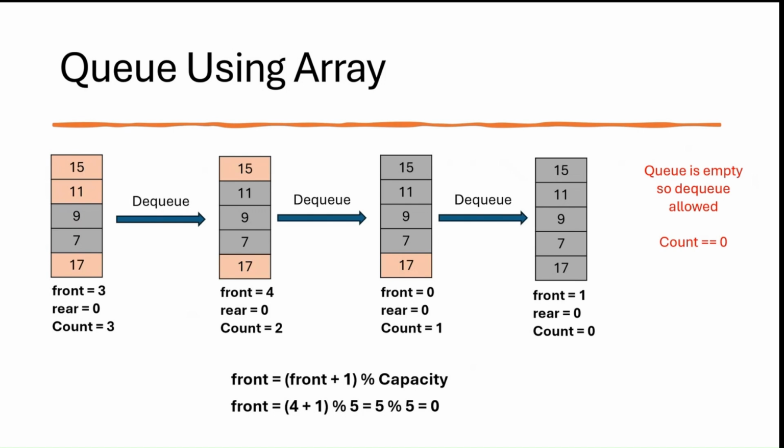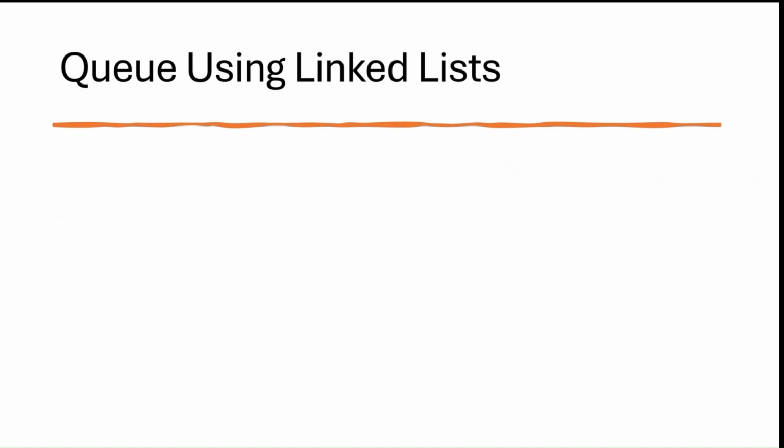So we saw how the front and rear are moved from the end to the beginning, and how the free space is utilized, and how the dynamic array can be used to resize the array for this queue. Now let's understand the queue using a linked list, right?